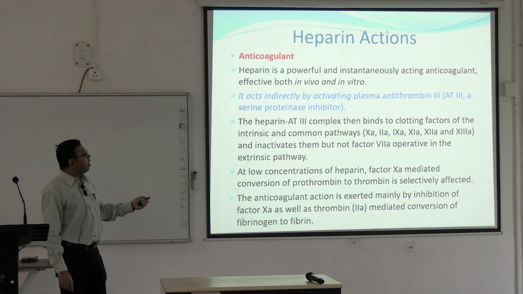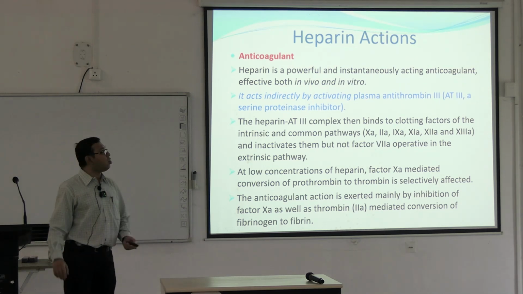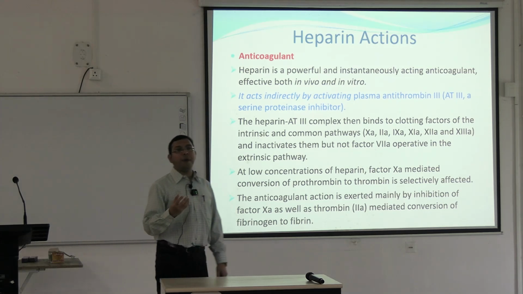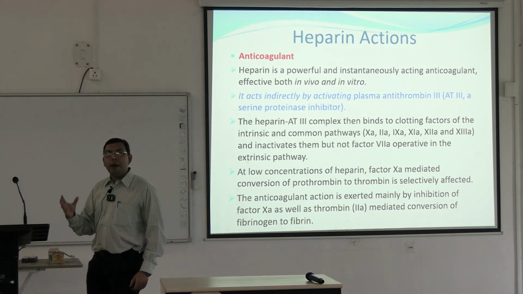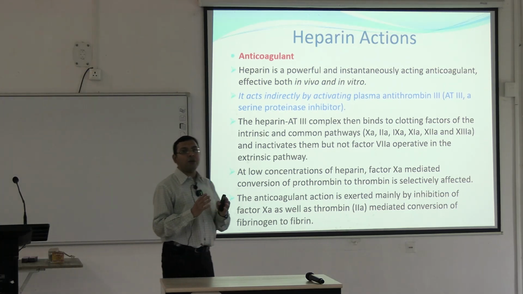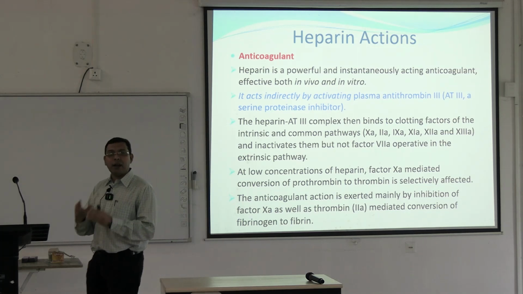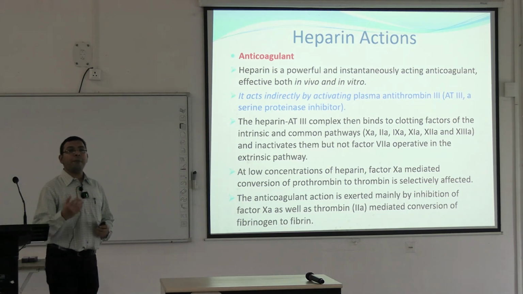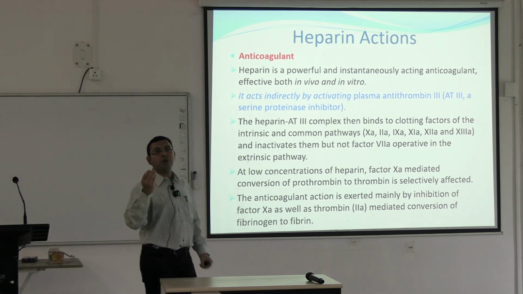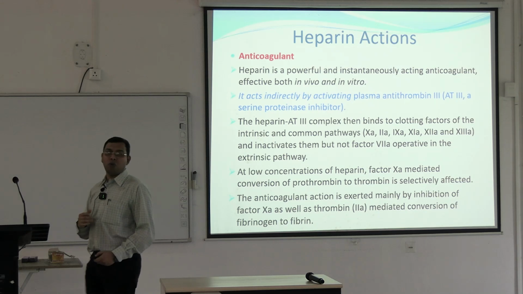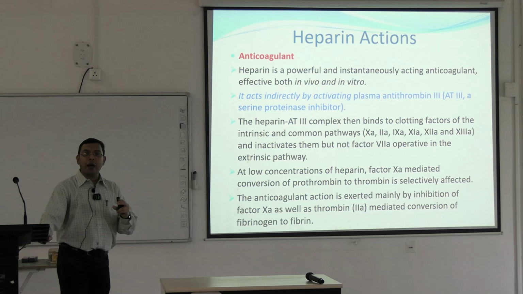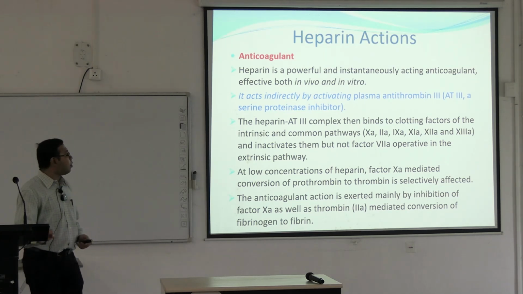It acts indirectly by activating the plasma antithrombin 3, which is a serine proteinase inhibitor. Plasma antithrombin 3 is already present in the plasma. Heparin just activates this plasma antithrombin 3 so that there will be more interactions between the plasma antithrombin 3 and the thrombin as well as the factor 10A, and then the anticoagulation happens. So heparin basically accelerates the already ongoing chemical reactions between thrombin and antithrombin several folds. It does not have intrinsic anticoagulant action, it accelerates the normal anticoagulation that is ongoing in the plasma.